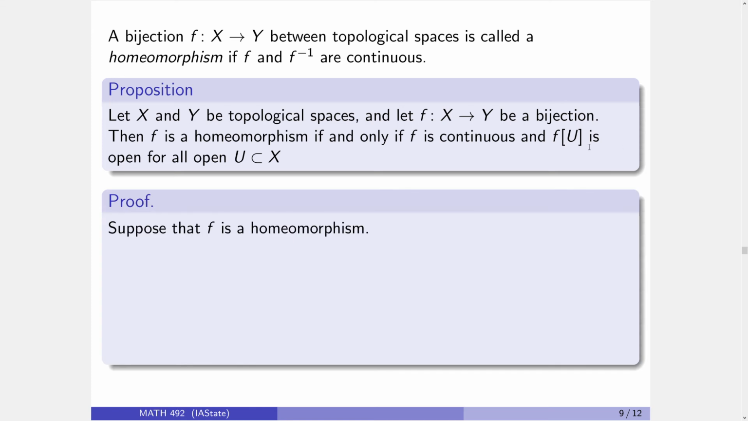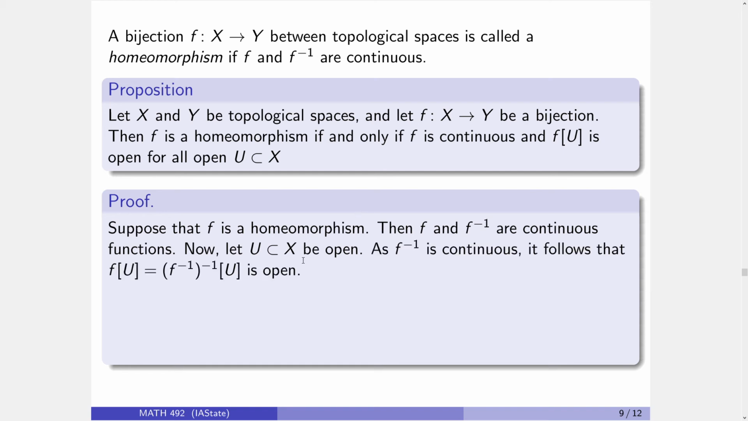So let's prove this, and it turns out there's not really too much to do in the proof. So suppose that you do have a homeomorphism. That means f and f inverse are continuous. So we have f is continuous. Now it's only left to show that the image of any open set remains open. So take an open set U. f inverse, by hypothesis, is continuous, and as it turns out, the image of U under f is the same thing as the inverse image of U under f inverse.